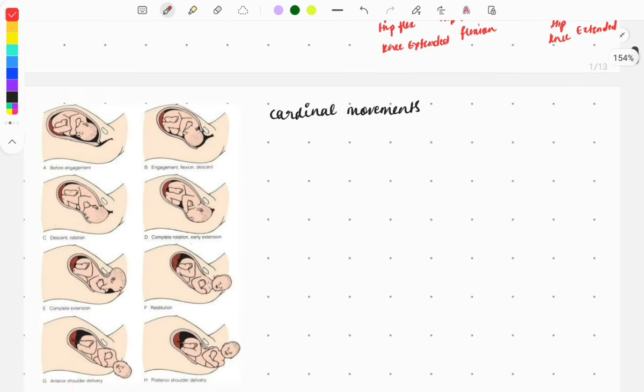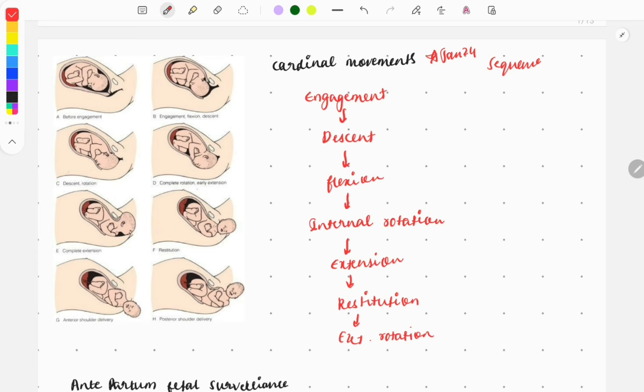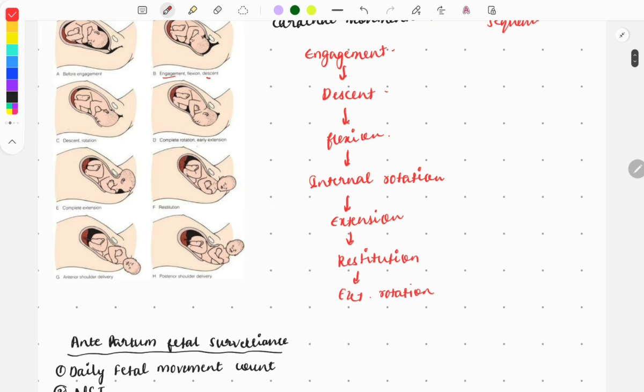Then moving on, questions are asked on the cardinal movements. This year also in January 24 there was this question, and questions are asked on the sequence. So you need to remember the things in sequence, which comes first, which comes later. The sequence is: first engagement of the head, then descent of the head, then flexion, then internal rotation, then extension, restitution, and then external rotation. Images you can also see here: engagement, flexion, then descent, rotation, complete extension, then restitution, anterior shoulder delivery, and then posterior shoulder delivery.